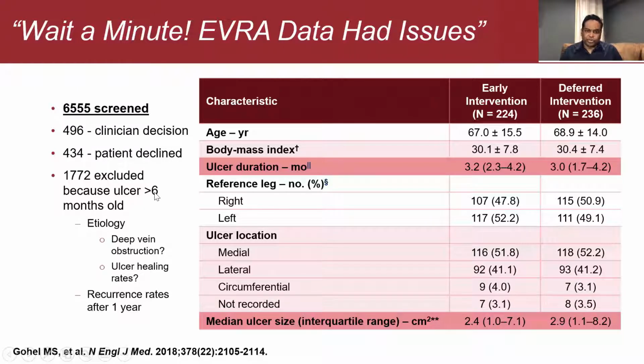So we don't know what happened to the recurrence rates of those particular ulcers, what the prevalence of deep venous obstruction in those excluded patients was, and how those patients fared in this trial, if they were followed at all as a registry arm. So that needs to be seen and better understood.